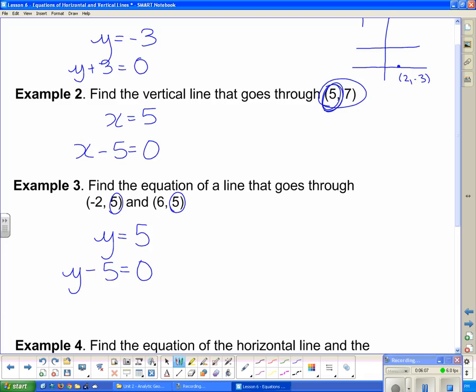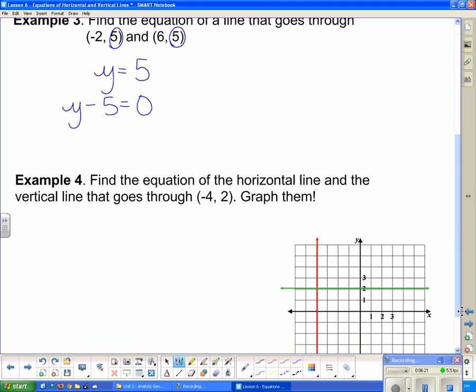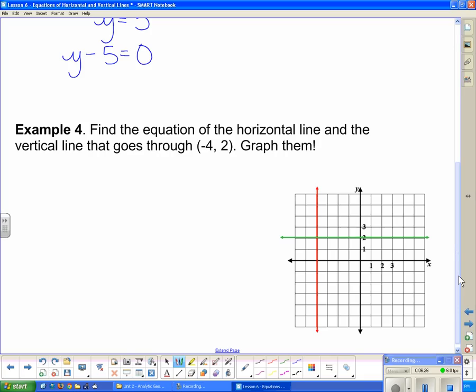So if you can spot that we have a repeat, if we have the same x values or the same y values, you know you're having a horizontal or a vertical line. So the next one, it says, find the equation of the horizontal line and the vertical line that go through negative 4, 2, and graph them. Well, I've already got the graphs on here. Here's my negative 4, 2. So I put the point on, and I draw the vertical line that goes through it, and I draw the horizontal line that goes through it. So I've got the vertical line in red and the horizontal line in green. And they're on there. So what's the equation of them? Well, the vertical line is x equals negative 4, and the horizontal line is y equals 2. And that's all there is to it.